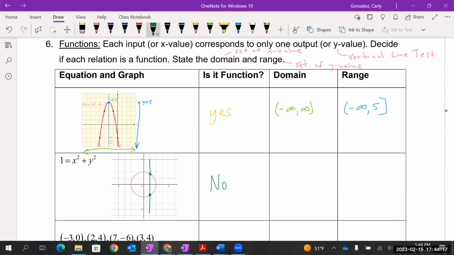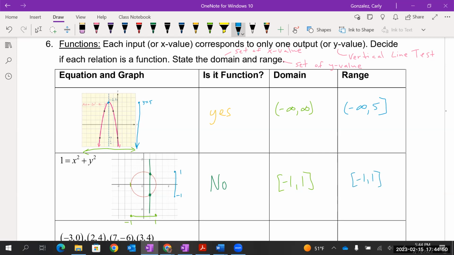And the domain, let's see, how far to the left? Ooh, we do not go without bound. We actually stop on both the left and the right. So in this case, we go from negative 1 to 1 on the domain. And we actually also go from negative 1 to 1 on the range.